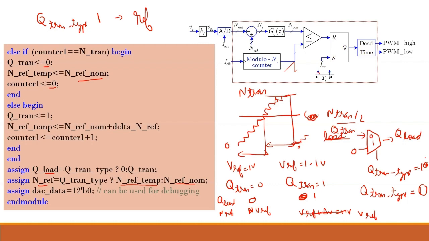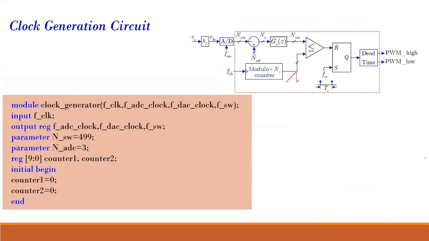Okay, so I'll proceed further. Now I want to generate a clock for the ADC. For my ADC, I need a clock and NSW shows me a clock.